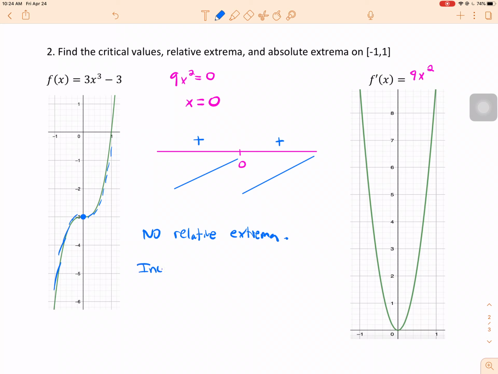Okay. When is it increasing or decreasing? It's increasing the whole interval from -1 to 1, which is what they want us to look at. Decreasing? Never. It's going up, up, up, up.